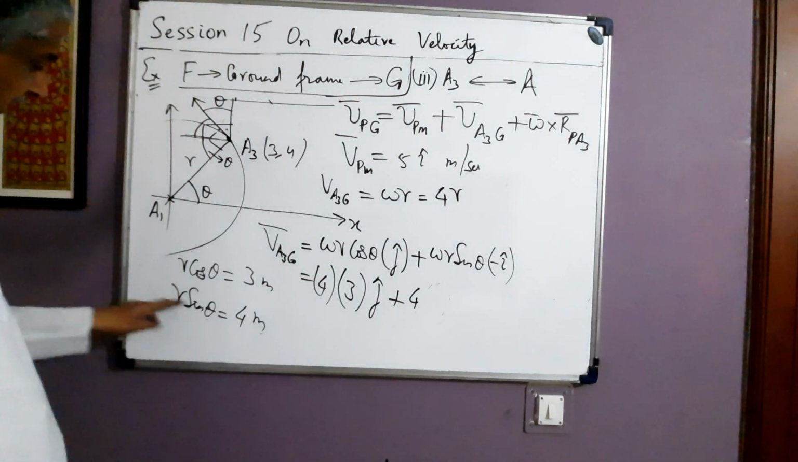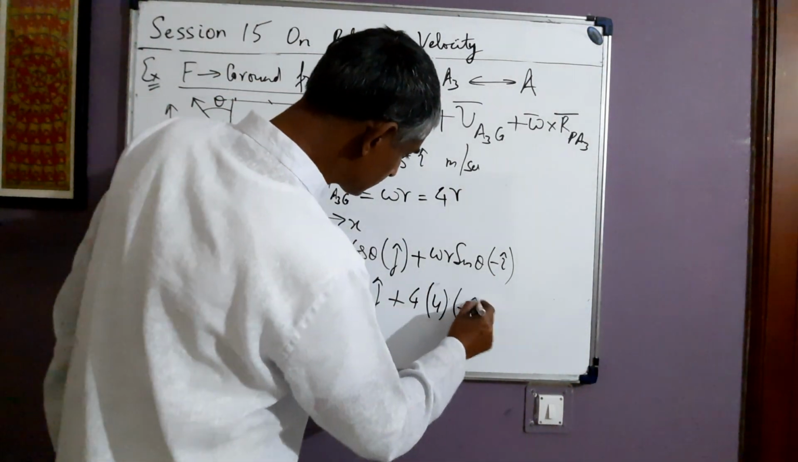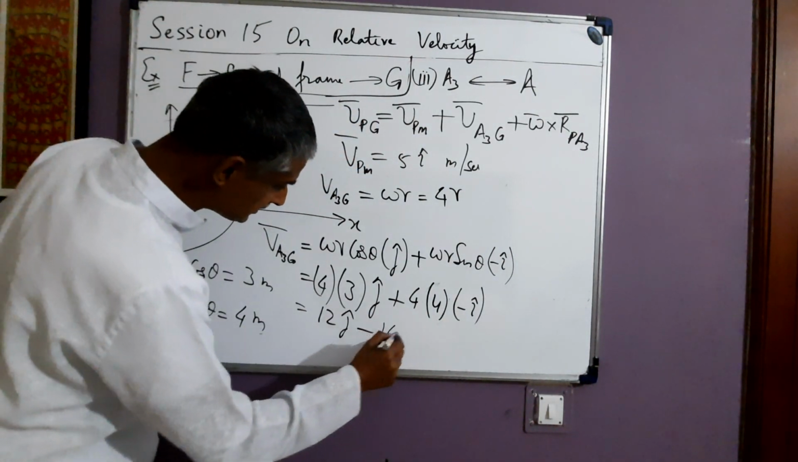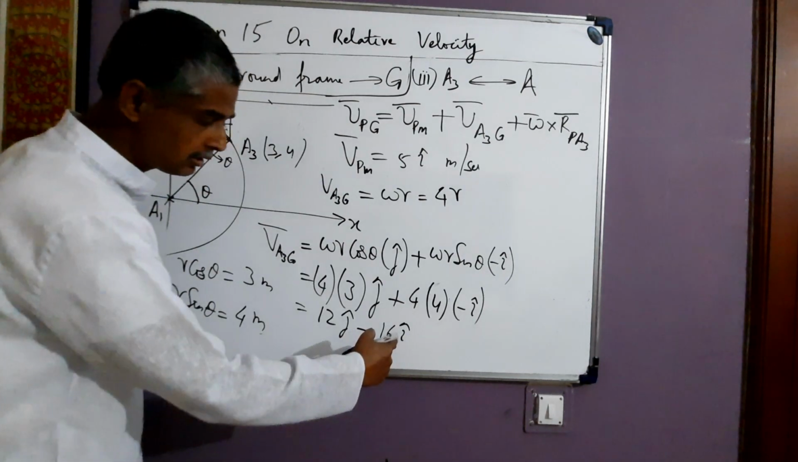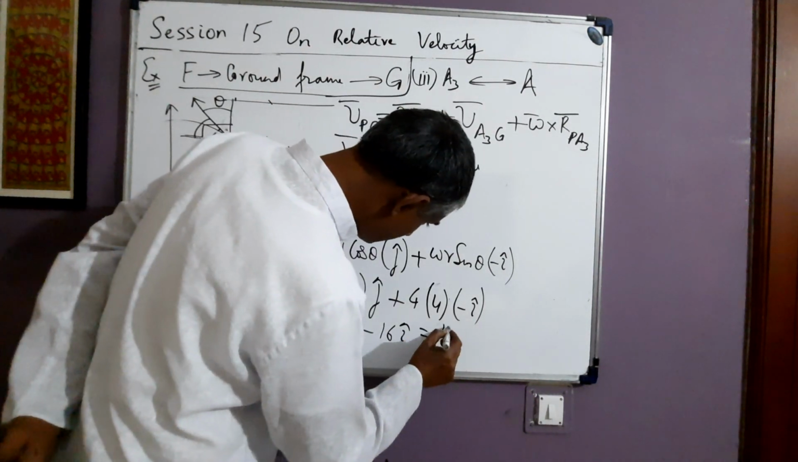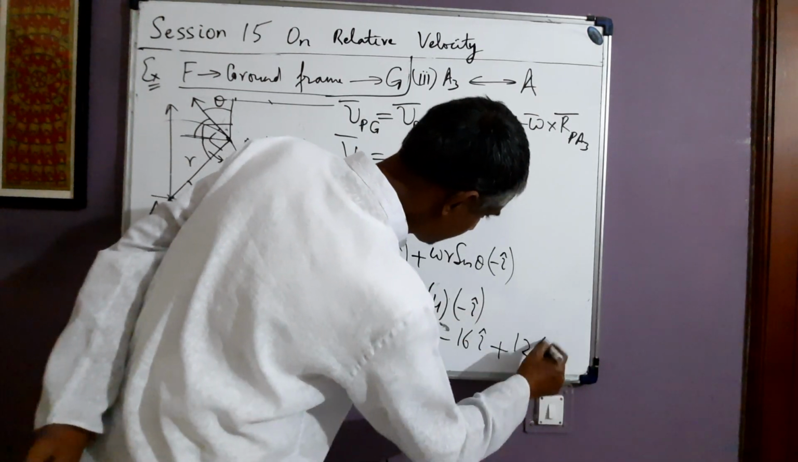Omega is 4. R sin theta is 4. So R is 4 into minus i hat. Fine. So how much do we get? 12 j hat minus 16 i hat. We rearrange it, writing i hat first, just notation. This will be minus 16 i hat plus 12 j hat.